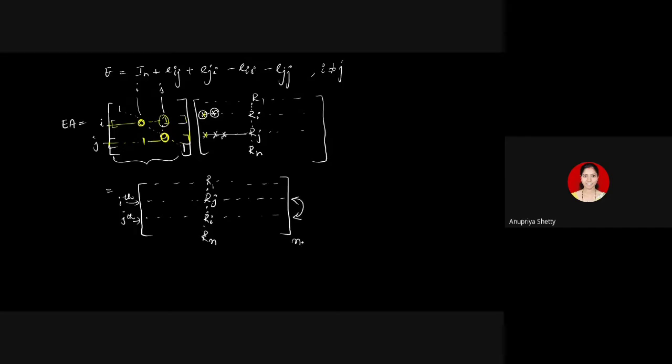So what has happened? After multiplying on the left side by elementary matrix of type 2 to this matrix A, whose rows were R1, R2, etc., it has interchanged the ith and the jth row. Suppose instead of i and j, if I take i to be 2 and j to be 4, that is, in E, you have second row and the fourth row having these differences. Here it is the second row, here I'll take the fourth row. Then in the resulting matrix, the second and the fourth row of the matrix A will get interchanged. Rest everything remains the same.